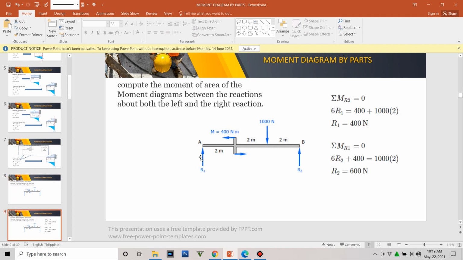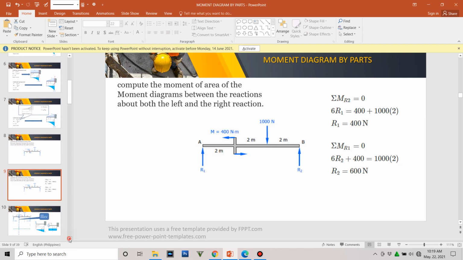Okay, first things first, kailangan natin ng reaction. So, basic lang yung reaction natin, ano? Just perform summation of moments on the supports. Okay? So, meron tayong R1, 400, 600. Now, it will yield to a 1,000 going upwards. So, by checking, your summation of forces vertical will yield to 0. So, no problem with that.